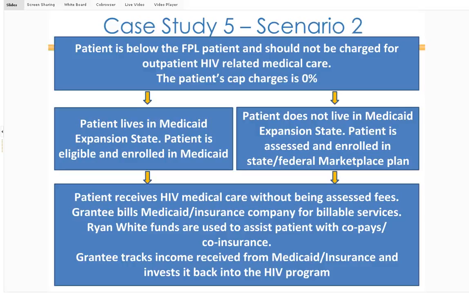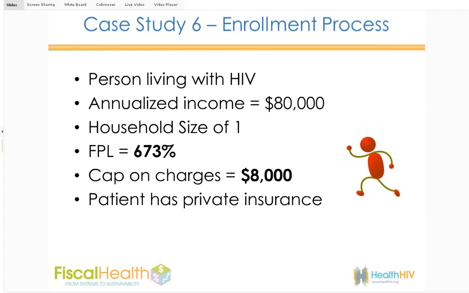Particularly now with ACA and such a large insured patient population, programs really need to have a handle on how much money is coming in and how that can be reinvested back into your program to offer comprehensive wraparound services for this population. So I wanted to close with one more patient. This is a person living with HIV. Their annualized income is $80,000, household size of 1, federal poverty level of 673%, and their cap on charges is $8,000. And say this patient has private insurance.